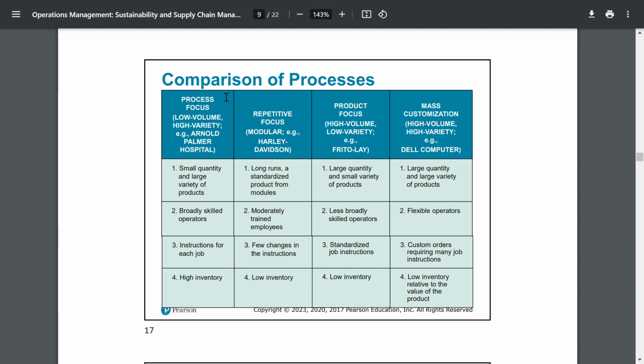Less broadly skilled operators is the product focus. Standardized job instructions, no changes in the job instructions, just the standard job instructions, and it has very low inventory. And for mass customization, it has large quantity and large variety of products. It has flexible operations since we have variety, and it has custom orders requiring many job instructions.